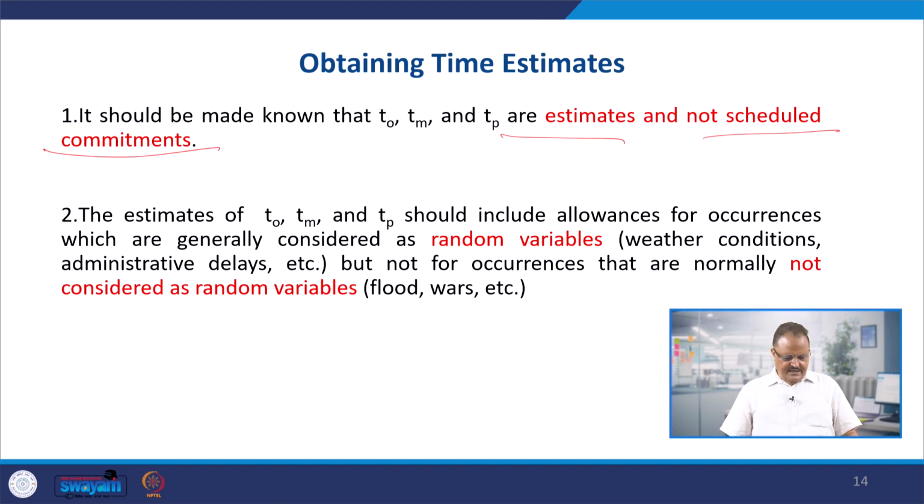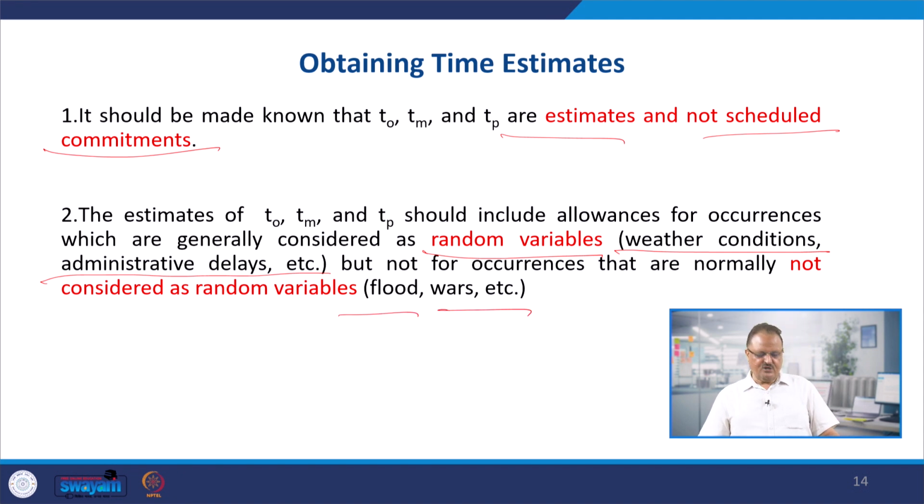And the next thing is the estimate of the TO, TM and TP should include allowances for occurrences which are generally considered as random variables, right? Random variables are, for example, weather conditions and administrative delays. They should keep the allowances while working out the time for the random variables, but not the allowances for natural variables which are considered as floods and wars. We cannot foresee in advance that a flood is going to take place or a war is going to come up, so the project will be delayed.